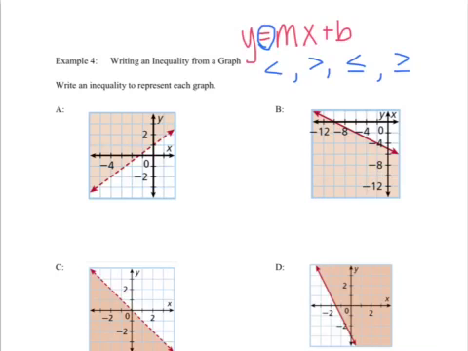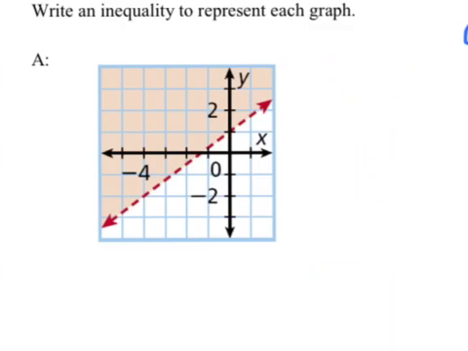Okay? And remember, you will decide, or you know that it's dotted for those two and solid for these two. And then we'll have to decide if it's less than or greater than based on how it's shaded. So let's go ahead and look at example 4, letter A. For letter A, let's find 2 points. Find 2 points that are on the grid. So this point right here is on the grid, and this point right here.